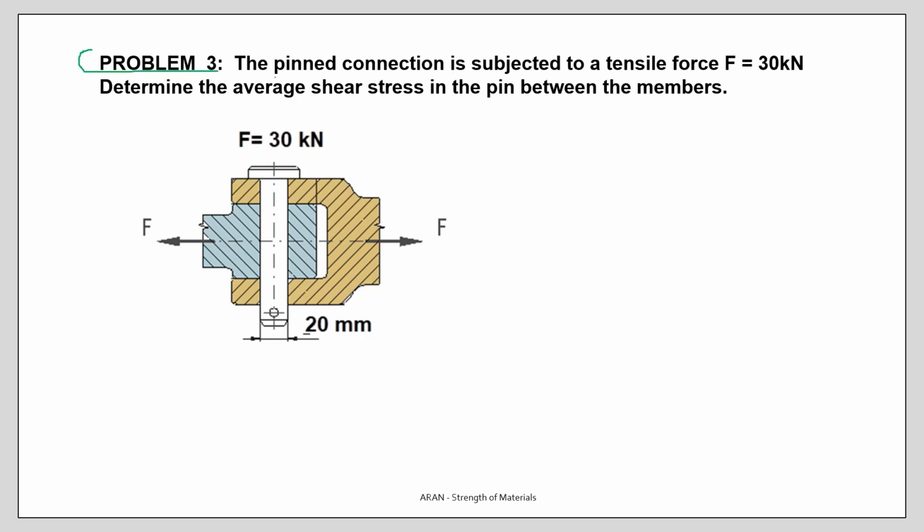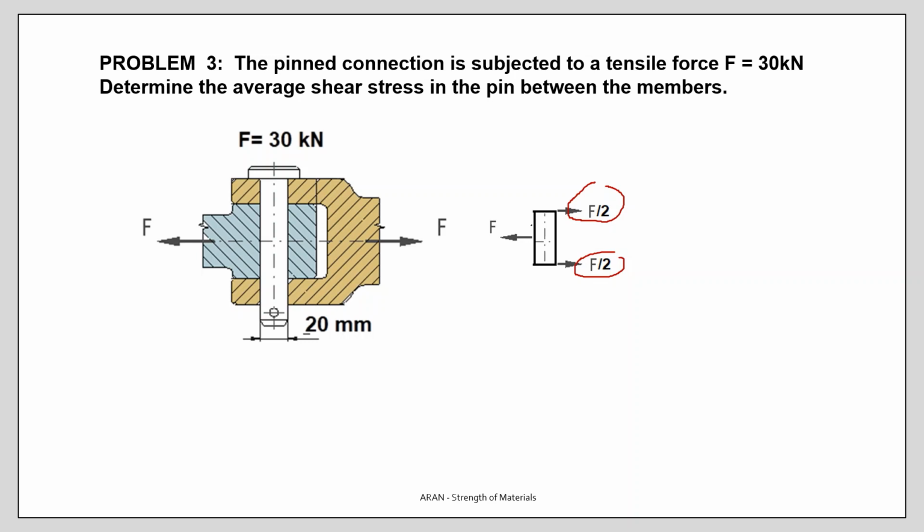Let's solve a simple problem. There is a pin connection, and as we have seen before, the blue and the brown parts are connected with a pin. The pin has a diameter of 20 millimeters, and the force F acting is 30 kilonewton. So we can easily say that the shear forces are critical in these two sections. So in these sections, the forces are F over 2, F over 2.